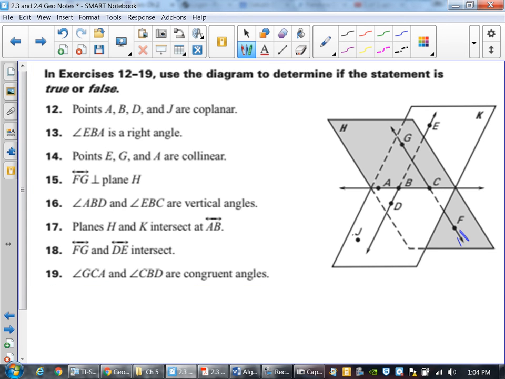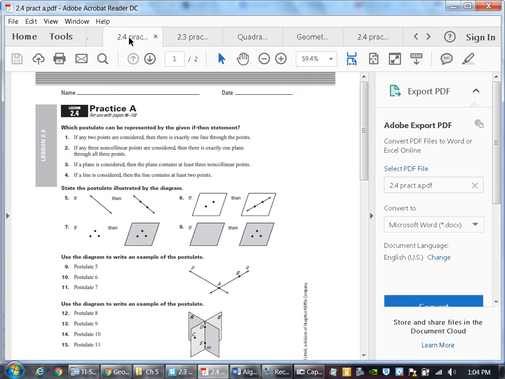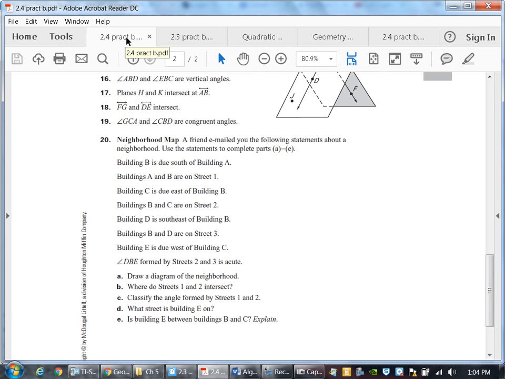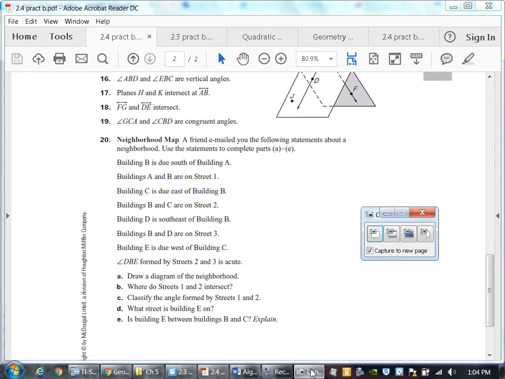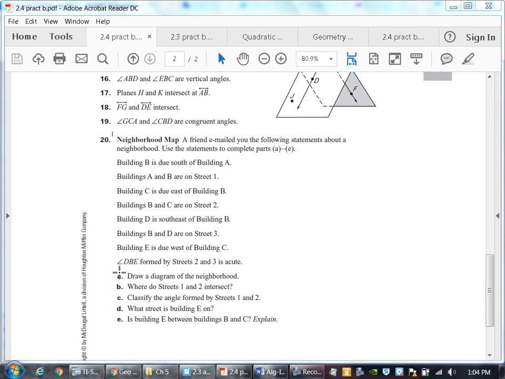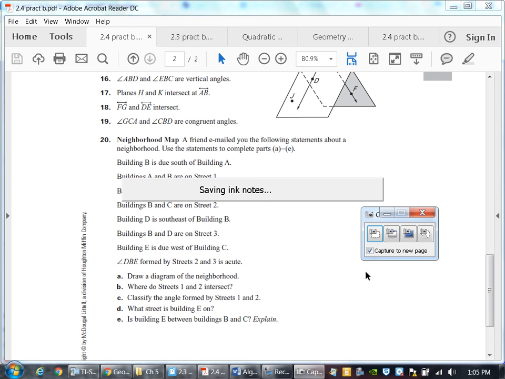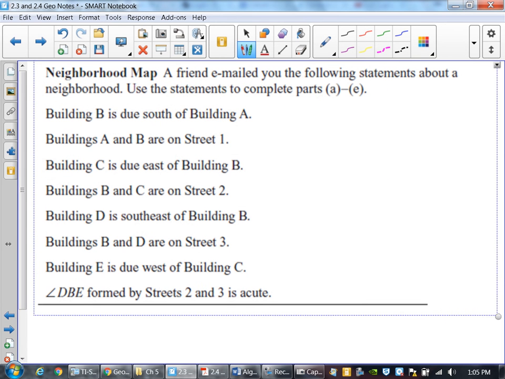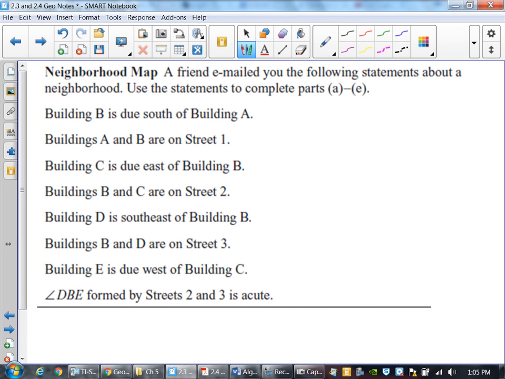The other thing, speaking of drawing diagrams, is to look at this bottom part of the page. Create a map. This is one of the things that you will do with geometry a lot: they're going to give you a bunch of definitions, a bunch of scenarios within a picture, within a diagram, that you're going to have to draw up on your own.